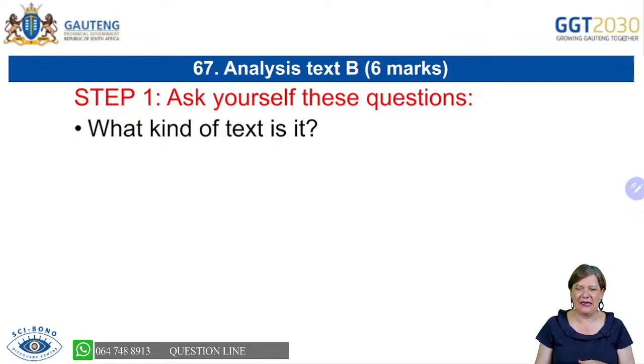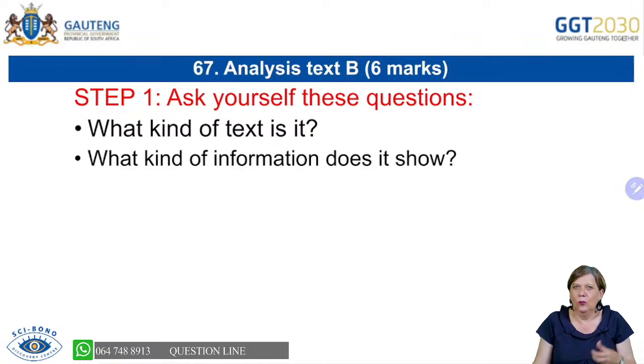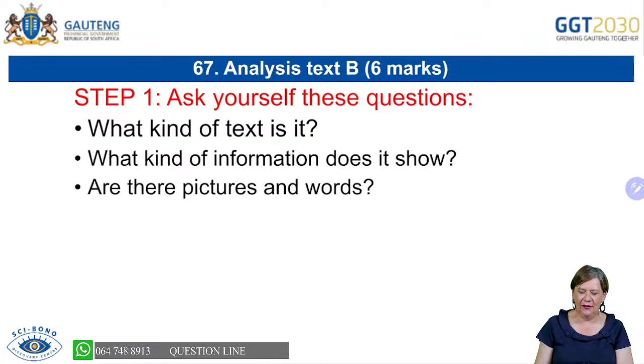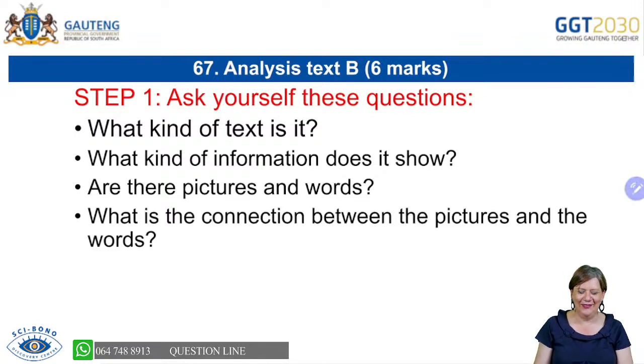What kind of text is it? Because a graph is different from a cartoon, obviously. And what kind of information is it showing me? So you really need to look at it very carefully. Does it include pictures and words? And the moment there are pictures and words, you know what we're going to look for. What is the connection? Yes, you see, you're getting it. Well done.